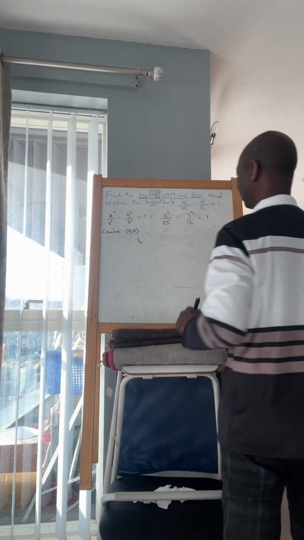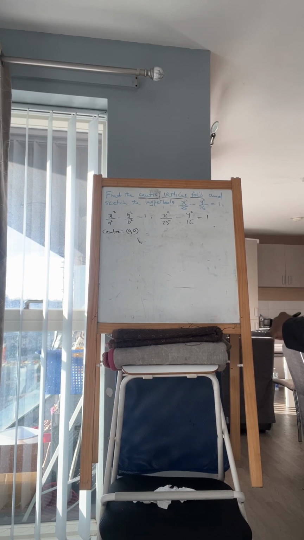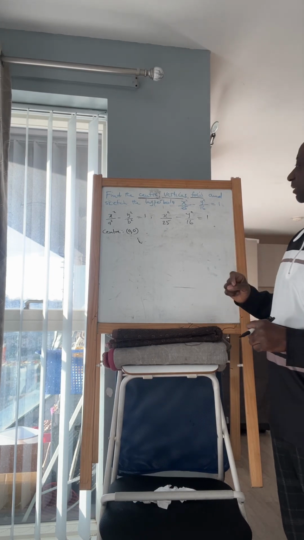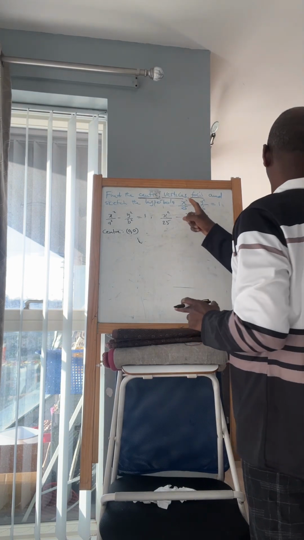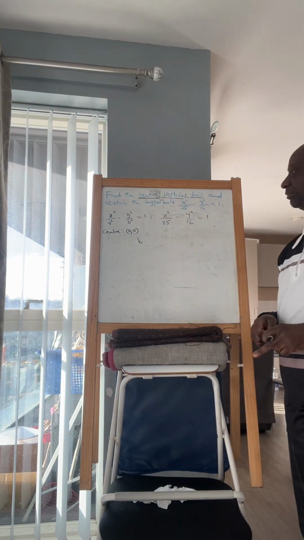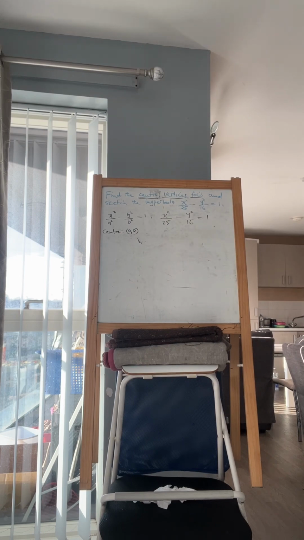So they say find the vertices. For us to be able to calculate the vertices, we need to find the number underneath the x squared. The x squared gives you the vertices.